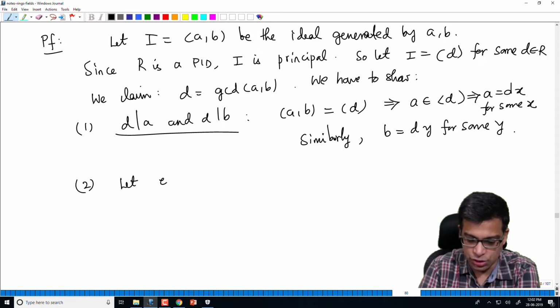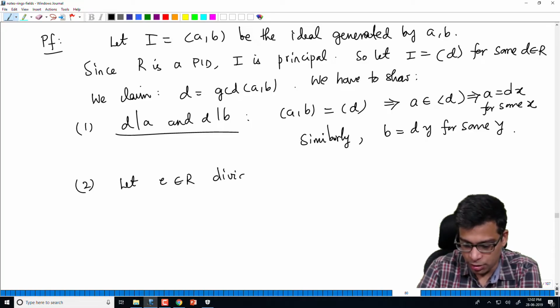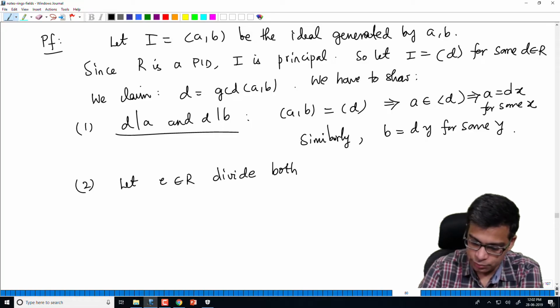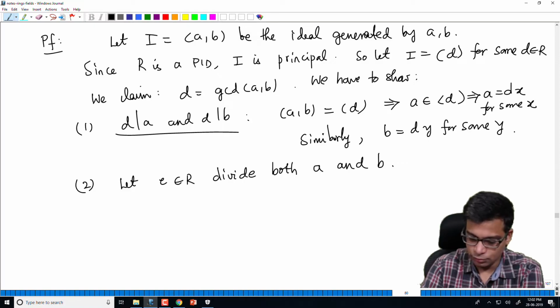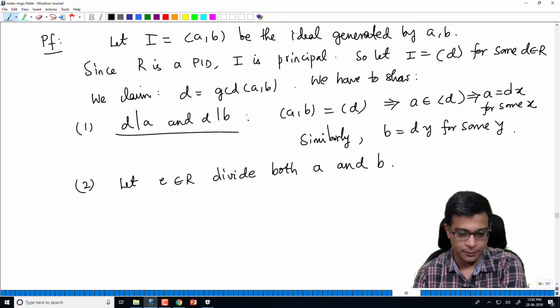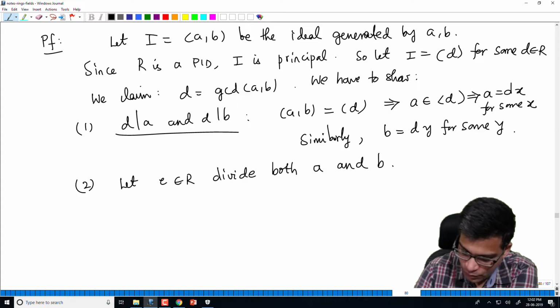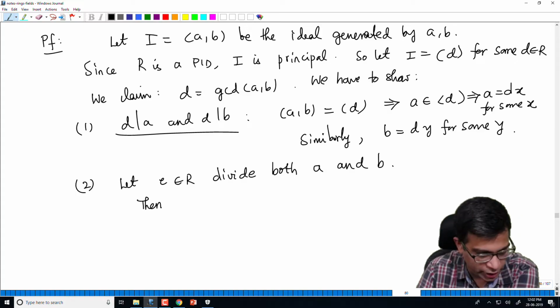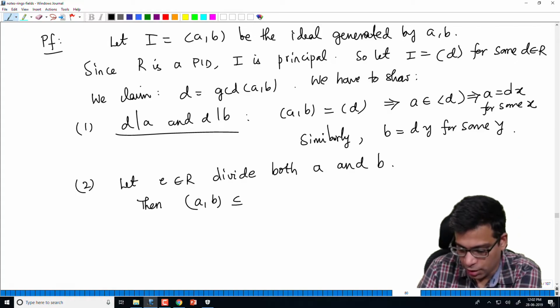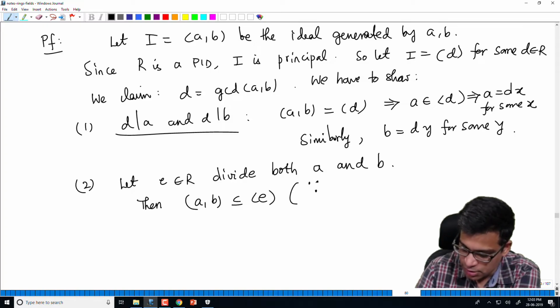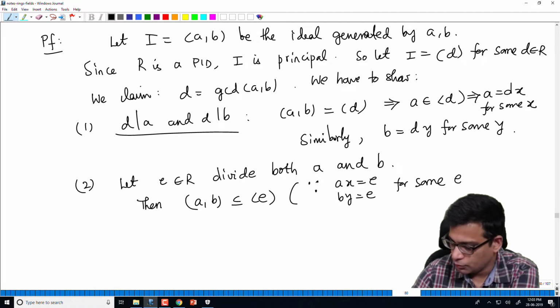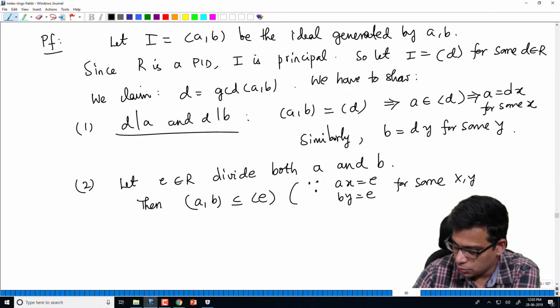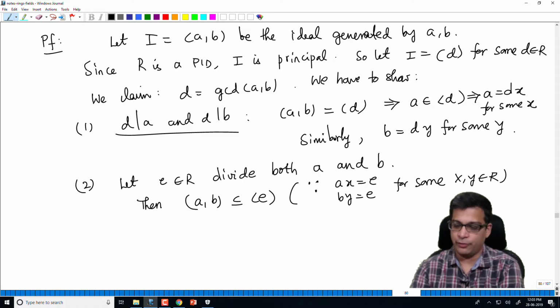So let us choose E, an element of R, and let E divide both A and B. Then I claim that the ideal generated by A, B is contained in the ideal generated by E. Why is this? This is because E divides both A and B, by definition, for some x and y in R.